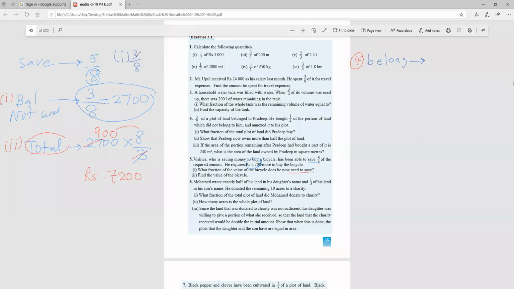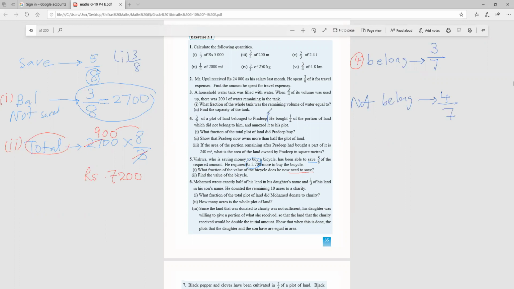Is the total land belonging to Pradeep? No. Out of 7, 3 portions are for Pradeep. So not belonging to Pradeep. Which part is not belonging to Pradeep? 4/7. Very good. 4/7. Is it clear? Yes. Okay. I only read up to here.